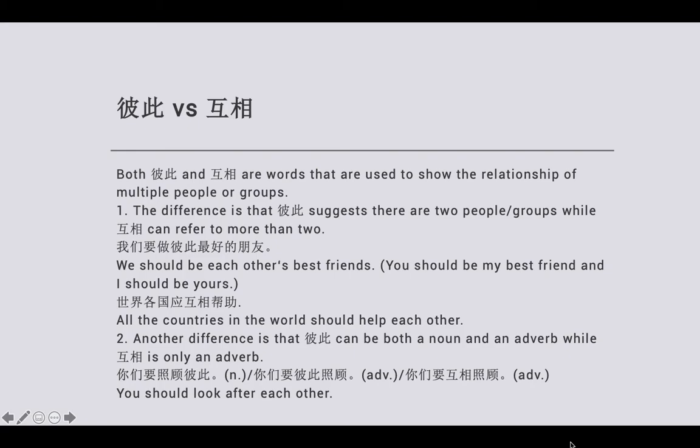It's put before the verb, take care. 你们要彼此照顾. And it's the same. 你们要互相照顾. 互相 is also an adverb, but you cannot say 你们要照顾互相 because 互相 is not a noun, so it's not possible to say this.